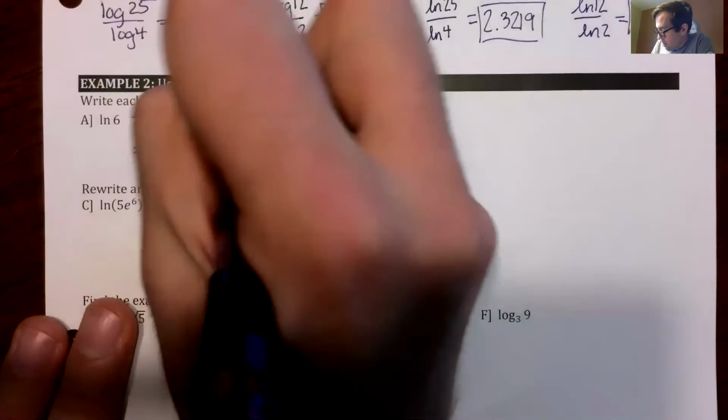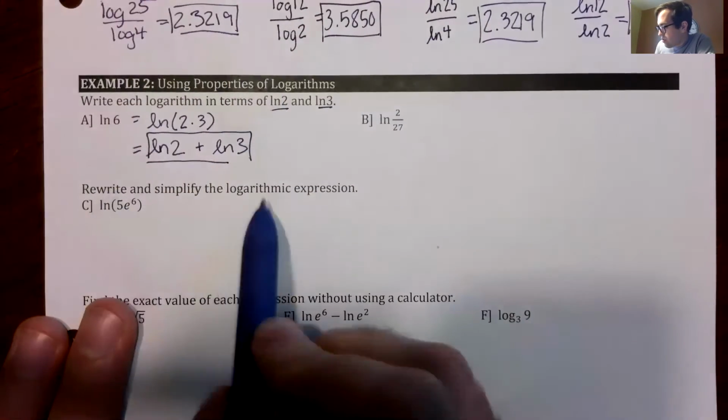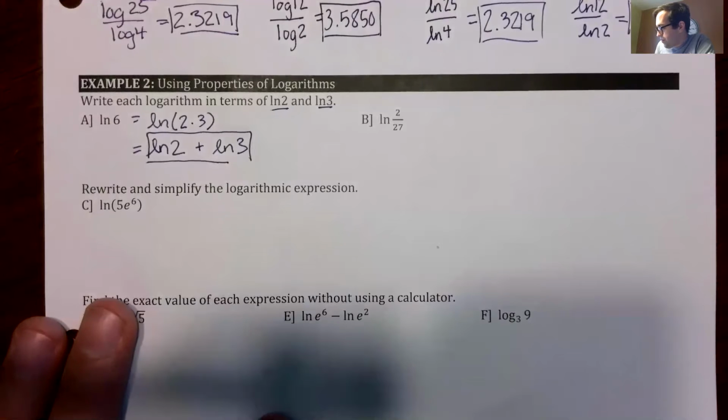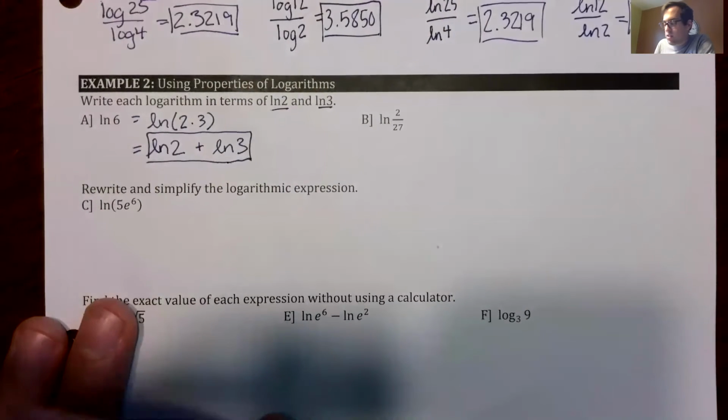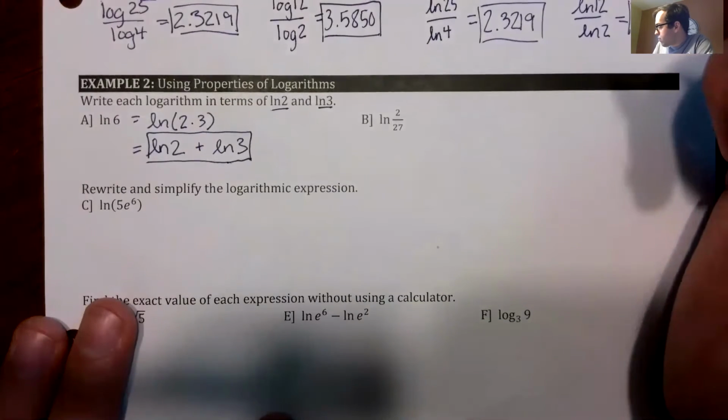So I am going to box that. That is our answer. We wrote it in terms of natural log of 2 and natural log of 3. The question didn't ask us to actually evaluate it or give a decimal answer. We're just manipulating the expression.